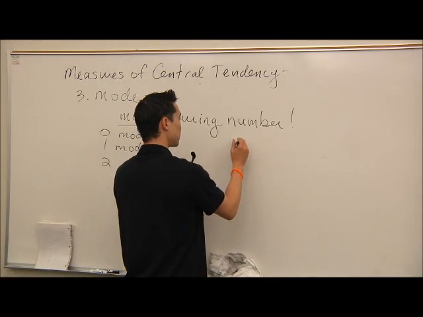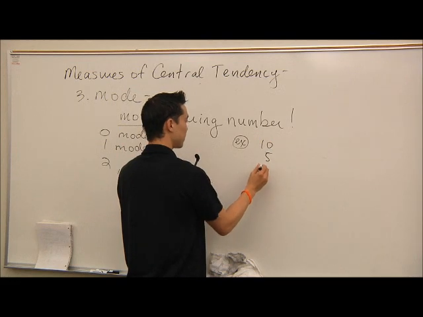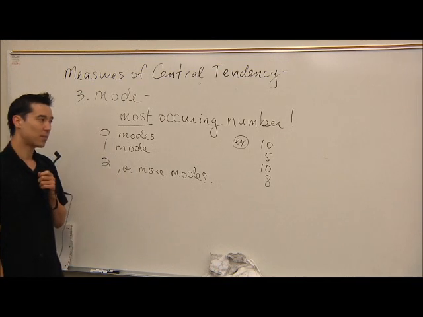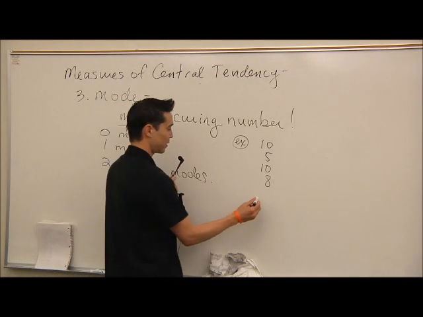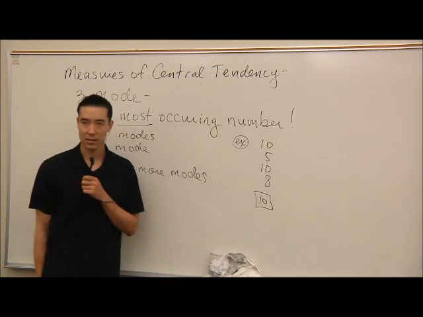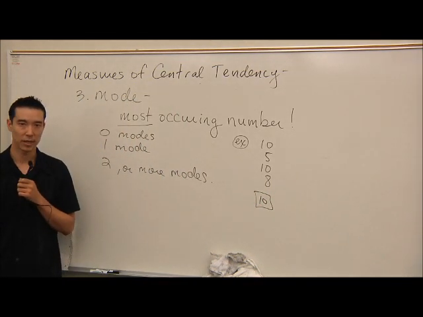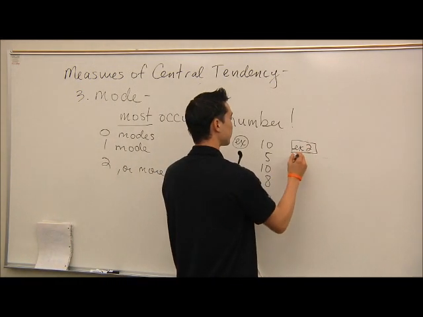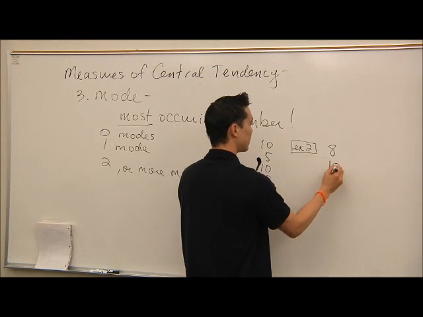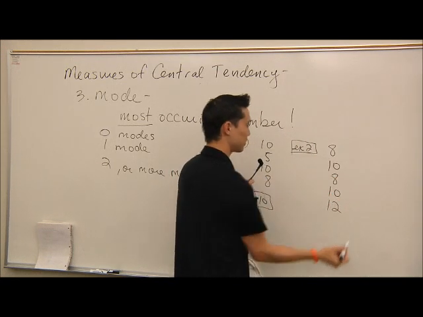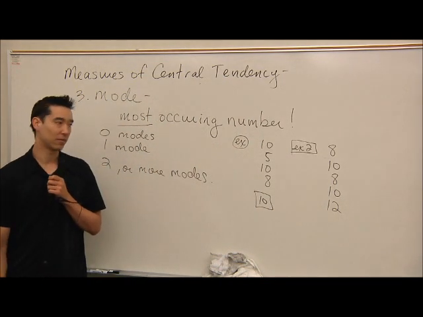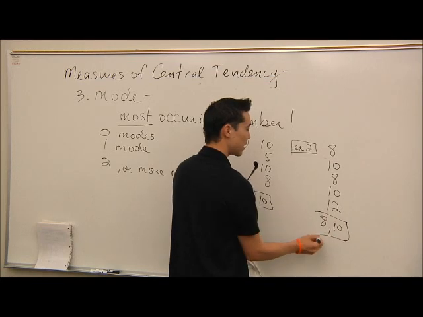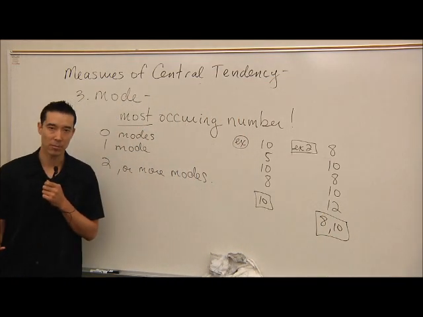Let's take a look at this really small data set. 10, 5, 10, 8. All right, everybody, what's the mode of that data set? 10. Right? 10 occurred twice, and that was the most occurring number. That's the mode. Example 2. How about this data set? We have 8, 10, 8, 10, 12. What's the mode? 8 and 10. They're both modes, right? Does everybody see that? Because they both occurred more than any others, and they both occurred twice.